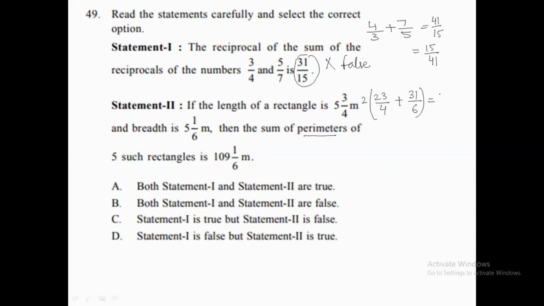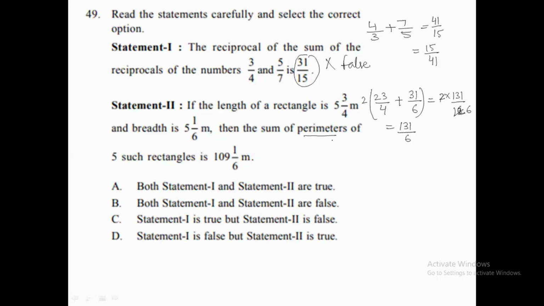We are getting 2 times 131 by 12 only. Let's cut 2 by 12, so we are getting 6. So the perimeter of one rectangle is 131 by 6.